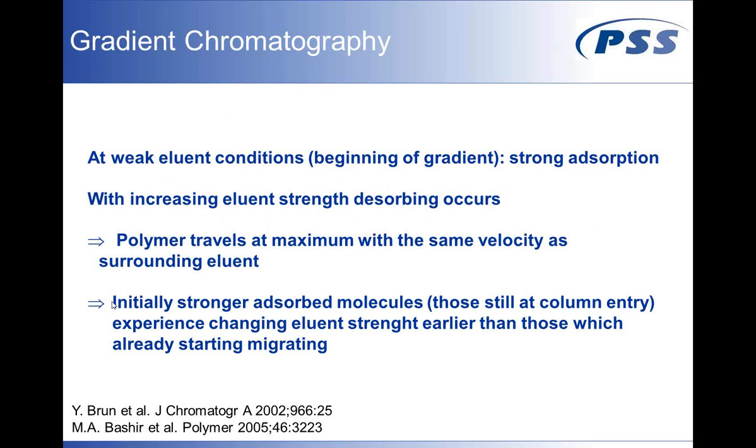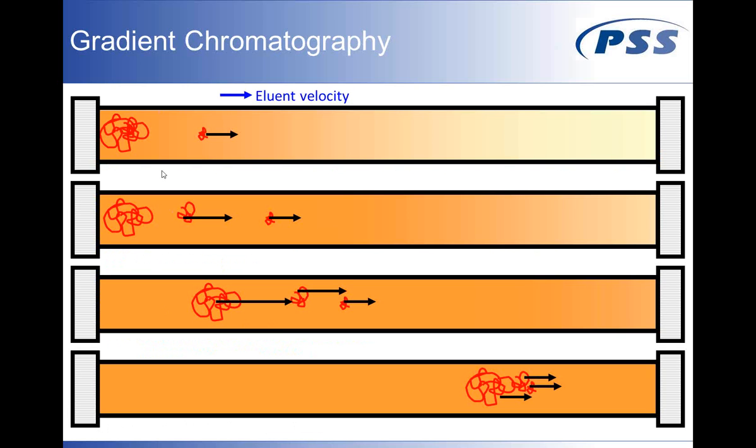So what happens is those polymers which have been sitting at the top of your column, small molecules will start a little bit earlier to move through the column because they are less adsorbed. But if I increase the solvent strength with the pump, then those molecules which are still at the column entry will experience this change in solvent strength or in eluent strength earlier than those molecules which have already started to move through the column. And the result is shown here in this slide.